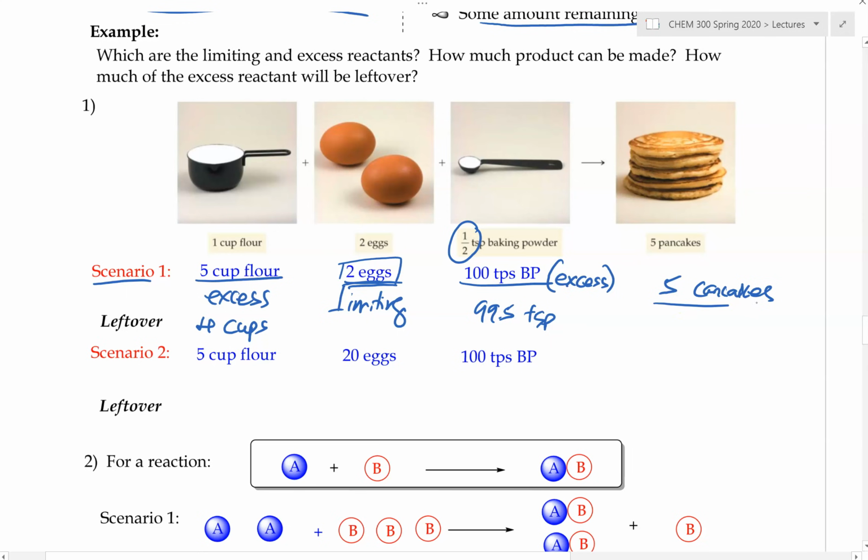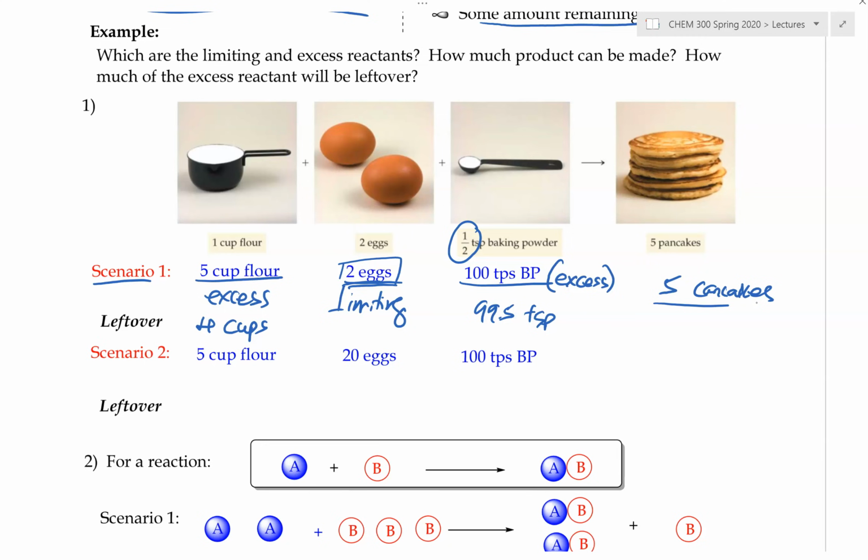So there it is. That's how we will be able to figure out what is the limiting reactant and what is the excess reactant, and how much product can be made in a chemical reaction. And similarly, if we have an excess reactant, we know there will be some of it left behind. So we should be able to figure out how much of the excess reactant is left behind as well.